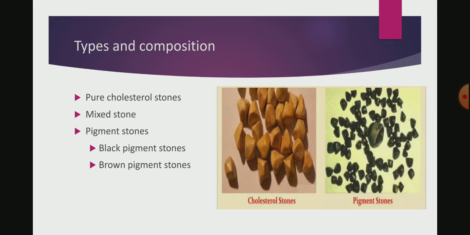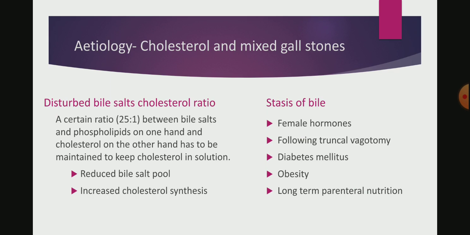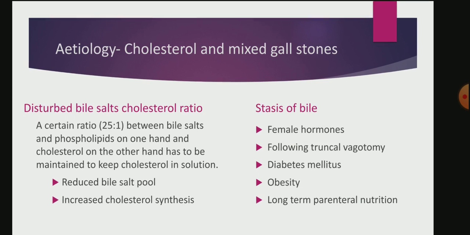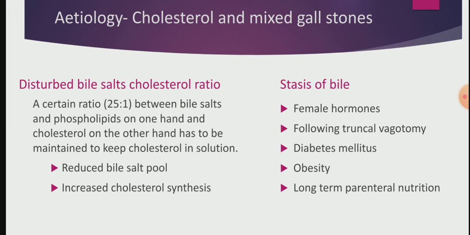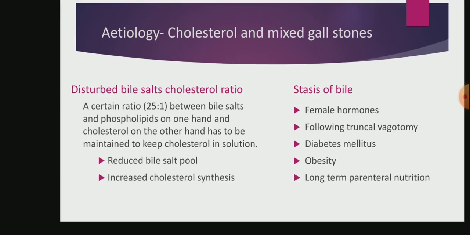Types and composition: we have pure cholesterol stone, mixed stone, and pigmented stone. Pigmented stone is either black pigmented stone or brown pigmented stone. Etiology of cholesterol and mixed gallbladder stone: we have disrupted bile salt cholesterol ratio, as in the reduced bile salt pool or increased cholesterol synthesis, and stasis of bile, especially with the female hormones, and following truncal vagotomy, diabetes mellitus, obesity, and long-term parenteral nutrition. All of these lead to cholesterol or mixed stones.